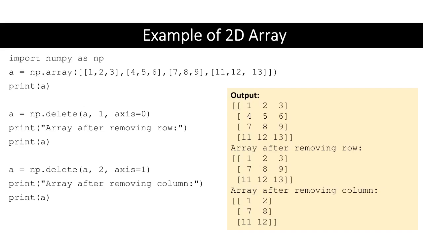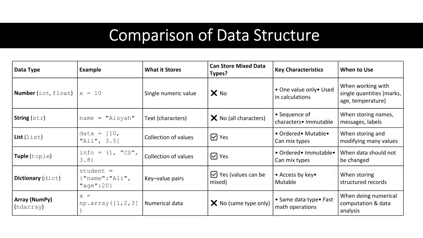This slide shows removing rows and columns. np.delete, A, 1, axis equals 0, removes row index 1. np.delete, A, 2, axis equals 1, removes column index 2. The array shrinks accordingly. This slide shows the comparison of data structures. Arrays are best for numerical data and calculations, while lists, tuples, and dictionaries are used for more general data storage.